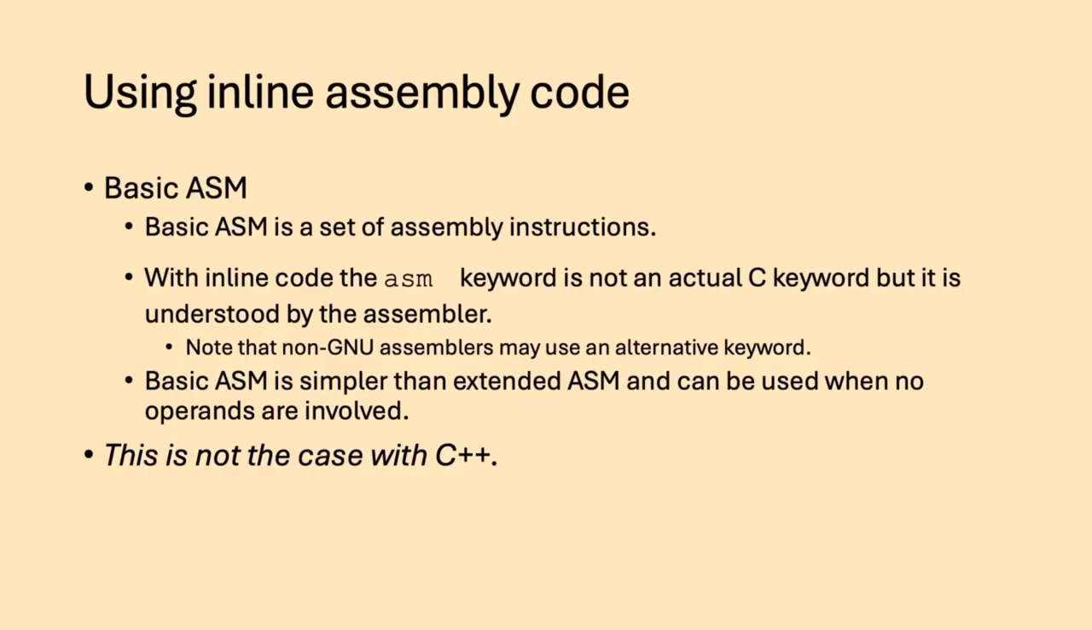Basic ASM is a set of assembly instructions. With inline code, they're introduced by the ASM keyword. Now this is not a C keyword, but it's understood by the compiler. And, in fact, if you're not using the GNU assembler, then perhaps an alternative keyword would be used. Basic ASM is simpler than extended ASM, which we'll look at shortly, and it can be used with no operands. However, this is not the case with C++.